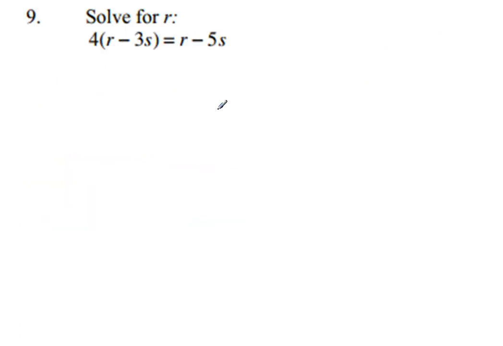A few more to go. Number 9, solve for r. Distribute, you need to get rid of the parentheses first. So 4r minus 12s equals r minus 5s. And then just put the arrows together.